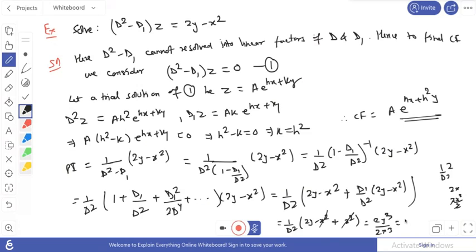So this equals, with respect to x. Sorry, not y. This is 1 by D square of 2y. So if we integrate the first time, this is 2yx and then x square. So this equals x square by 2. So 2 and 2 cancel out, 2y x square by 2. So this is only x square y.